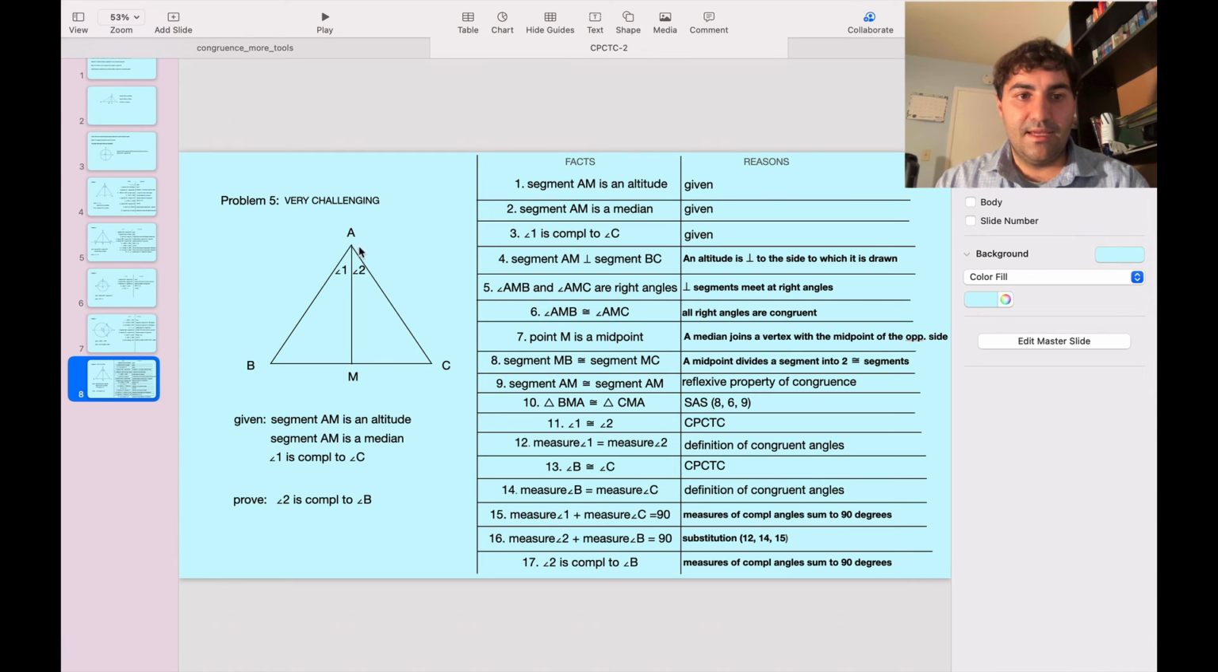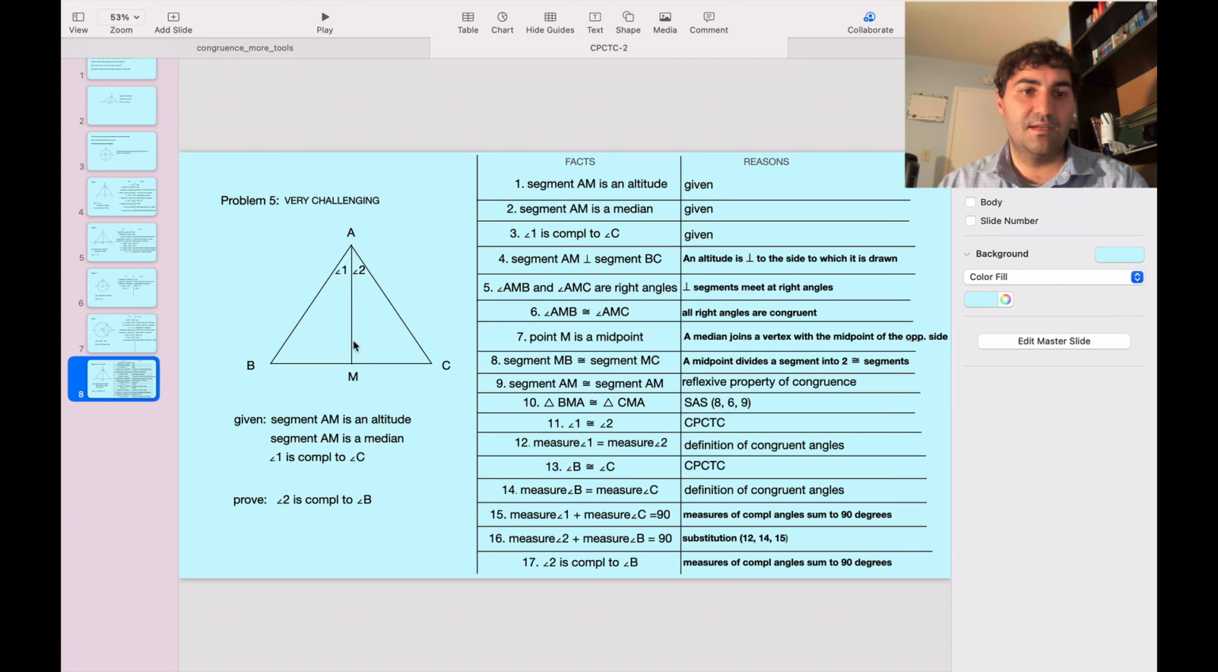We know that since segment AM is a median, M is the midpoint of segment BC, because the median joins the vertex with the midpoint of the opposite side. And since point M is a midpoint, segment MB is congruent to segment MC, because the midpoint divides a larger segment into two congruent segments. So now we can use the reflexive property of congruence.